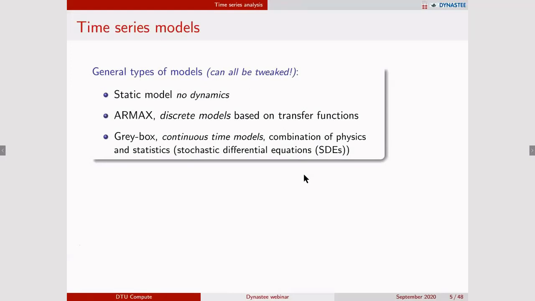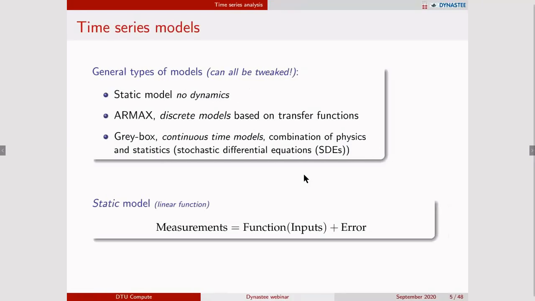But then for dynamical systems, we have a class of models which we call ARMAX models, which are discrete models, basically transfer functions, and we'll go through them to see how they are formed. Then we have another type of models which we call gray box models, which are formulated in continuous time. There we can combine physics and statistics in an optimal way. That's what we're going to go through, introducing these different types of models.